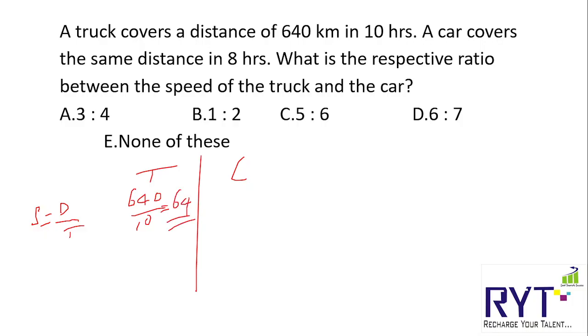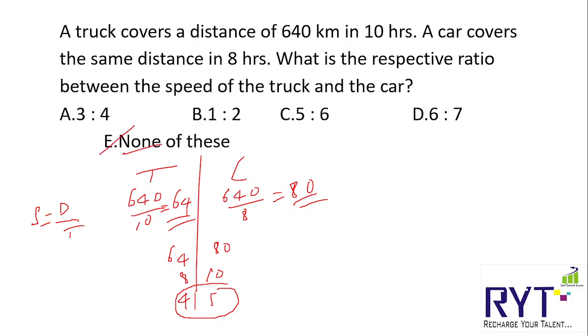Car covers the same distance. Same distance means 640 divided by 8. 8 8s are 64. So can we say 80? So the ratio is 64 is to 80. 8 8s are 64. 8 10s are 80. We can further simplify this. 2 4s are 8. 2 5s are 10. So 4 is to 5 is the ratio. It's not there in the ABCD options. So option E, none of these. 4 is to 5 is the ratio.